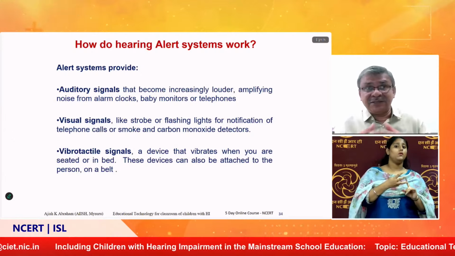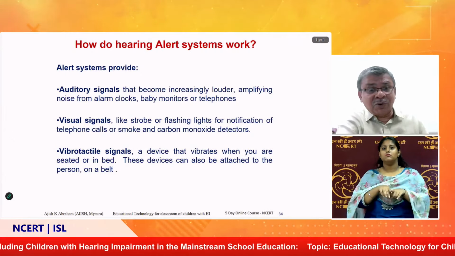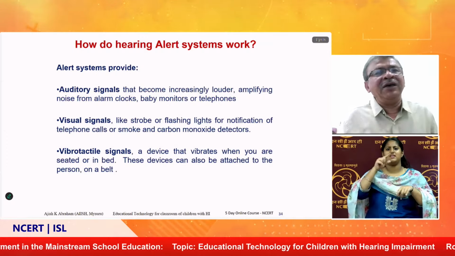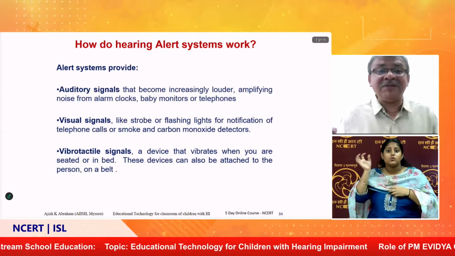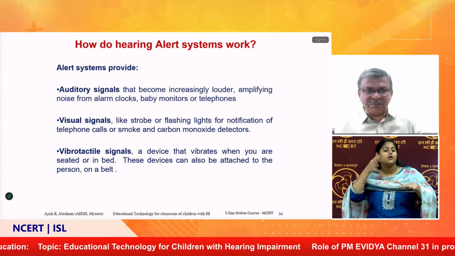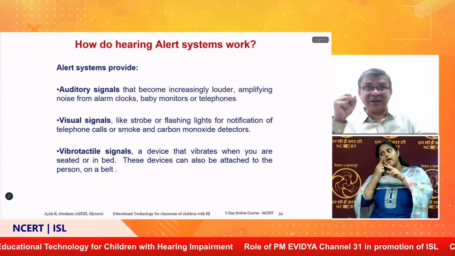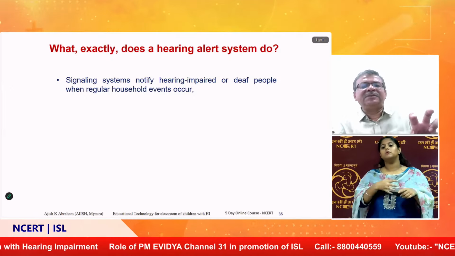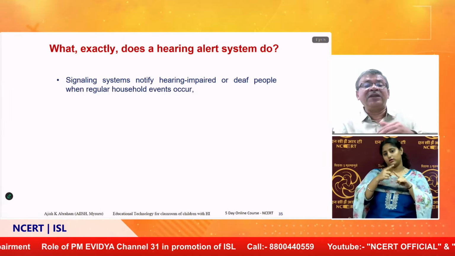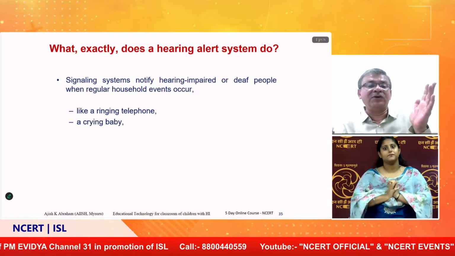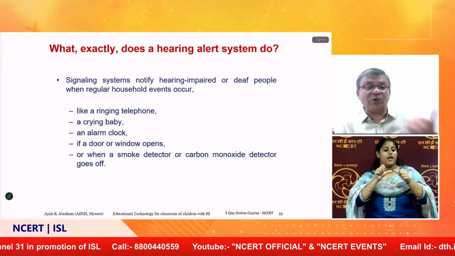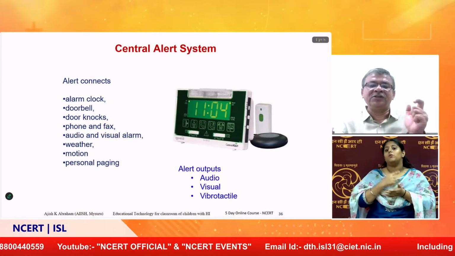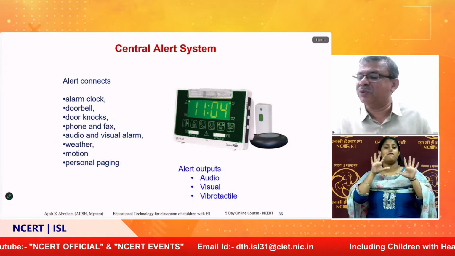Then there are vibrotactile signals. These signals are just like the vibration mode of your mobile. For example, the child wants to set an alarm to wake up at, say, 6 o'clock. He will not be able to hear the audible alarm, but he can have the vibration alarm, which is kept near his pillow, and the system will start vibrating, intimating him that it is time to wake up. So these systems notify deaf people when events occur, like a ringing telephone, a crying baby, an alarm clock, a door or window opening, smoke detection. All that is alerted with the help of three outputs: the audio, visual, and vibrotactile outputs.